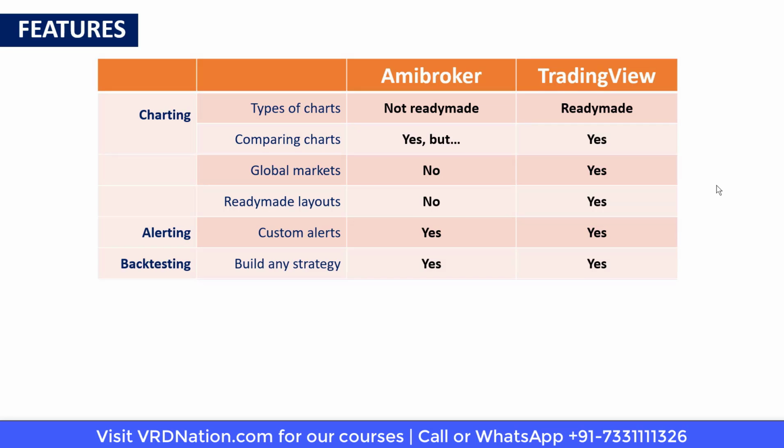Now let's talk about another very important functionality, which is backtesting. And for backtesting, first of all, you need to have a strategy, right? And for creating a strategy, you need to create that strategy. In Amibroker, you have to use AFL language. And for TradingView, you have to use Pine script.